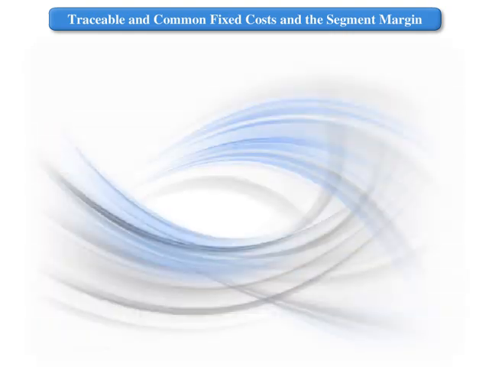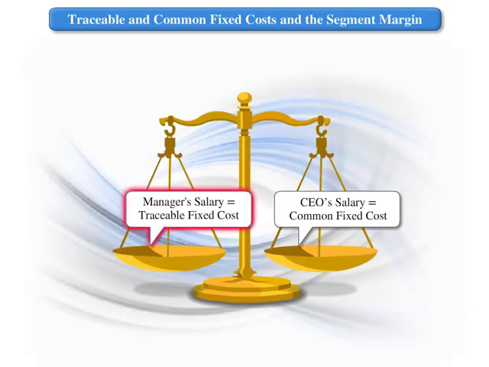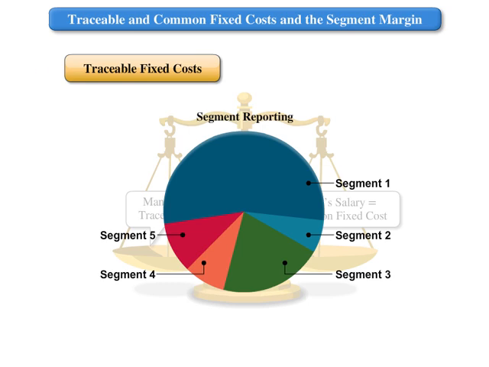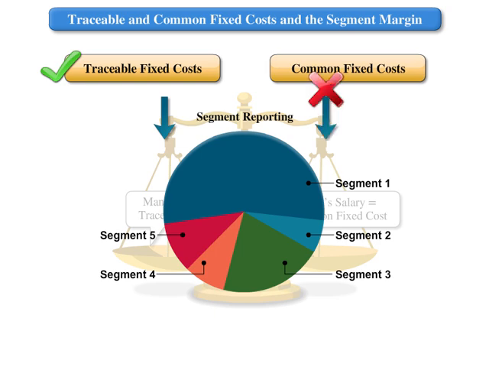In our example, even if the phone division at Maxtel was eliminated, the CEO's salary would still continue to be incurred. Note that the distinction between traceable and common fixed costs is crucial in segment reporting. This is because traceable fixed costs should be charged to segments, whereas common fixed costs should not.